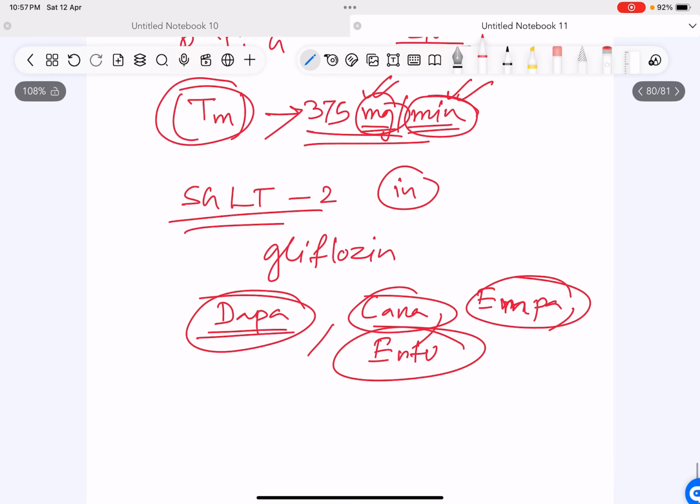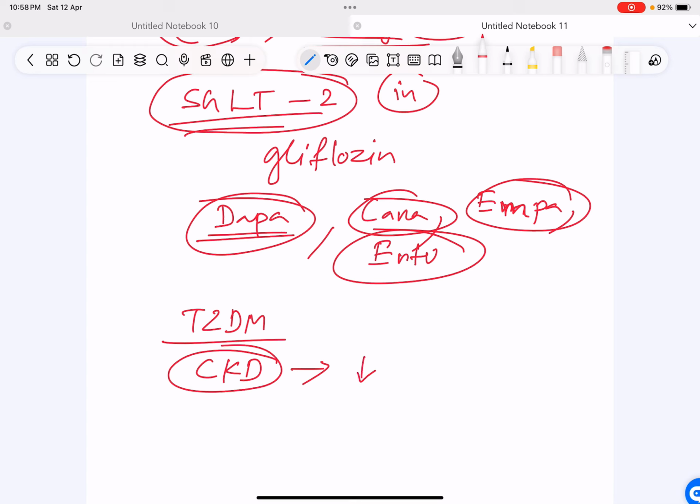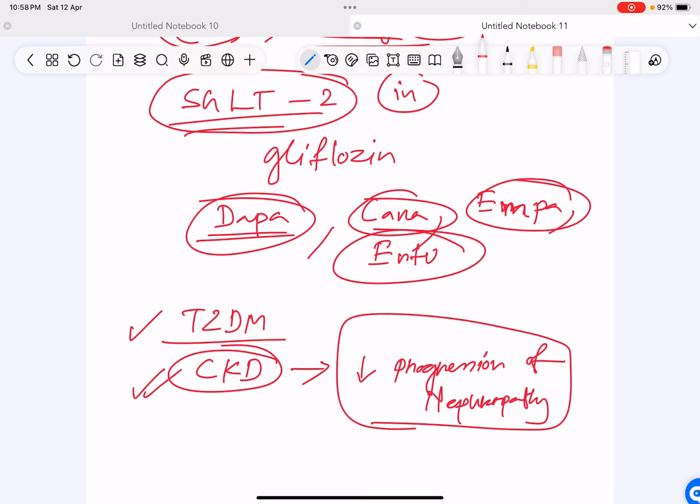How do they work? They block the SGLT2 transporter in the PCT, and this results in glucose in your urine. As a result, the blood glucose levels fall. So they result in glycosuria. Their use is not just limited to type 2 DM, they are also used in CKD. It is said that in CKD they slow down the progression of nephropathy.